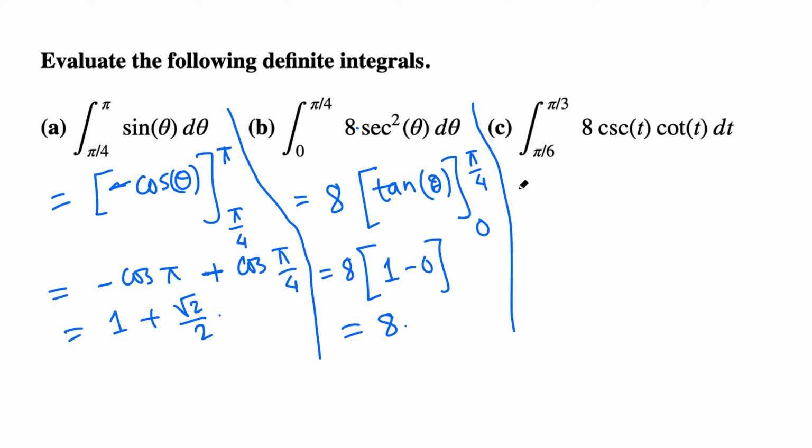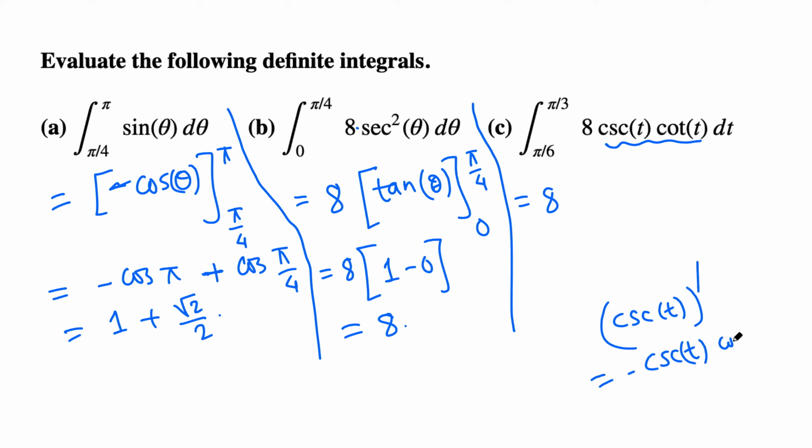Here again 8 we can pull outside. We got cosecant times cotangent. Okay, we know that the derivative of cosecant is negative cosecant cotangent. Now the antiderivative of this is this then. So the negative means if there is no negative, we have to put negative. So the antiderivative of cosecant cotangent is in fact negative, and I can pull the negative all the way outside, cosecant.